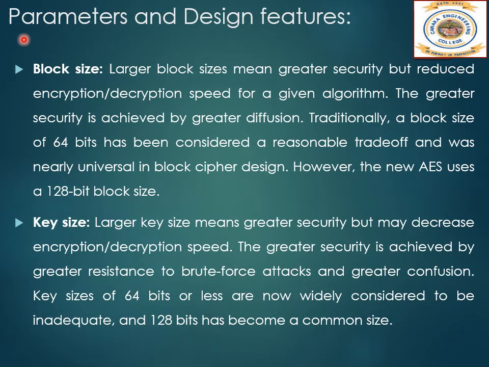The exact realization of a Feistel network depends on the choice of the following parameters and design features. So the first one is block size. Larger block sizes mean greater security but reduced encryption or decryption speed for a given algorithm. The greater security is achieved by greater diffusion. Traditionally, a block size of 64 bits has been considered a reasonable trade-off and was nearly universal in block cipher design. However, the new AES uses a 128-bit block size.